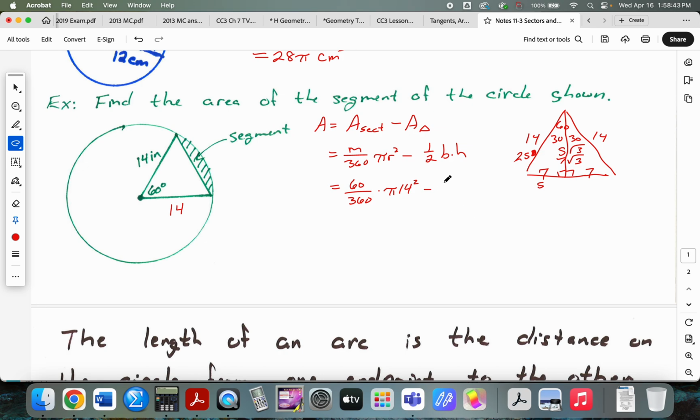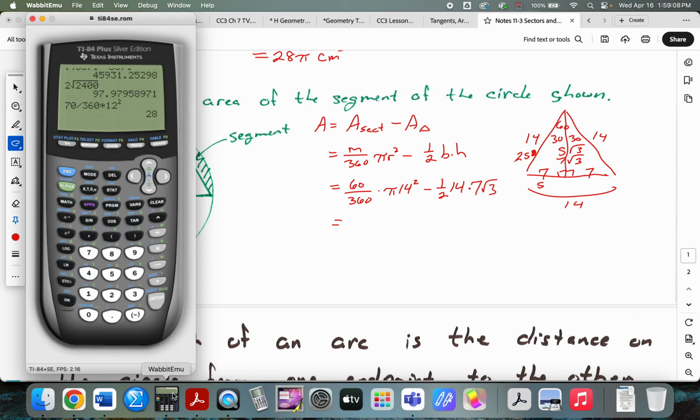So the area of that triangle will be 1/2 times the whole base, which is 14, times the height, which is 7 square roots of 3. If we try to put 60 over 360 times 14 squared into the calculator, I'm just going to show you that it doesn't come out very nicely. 60 divided by 360 times 14 squared. Pretty awful.